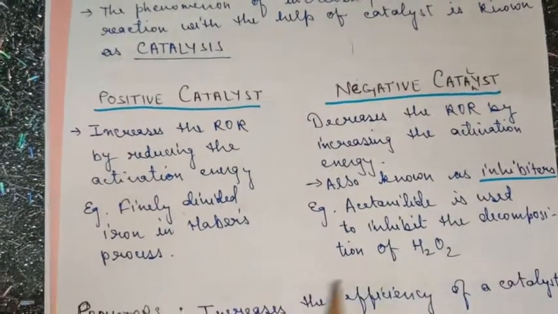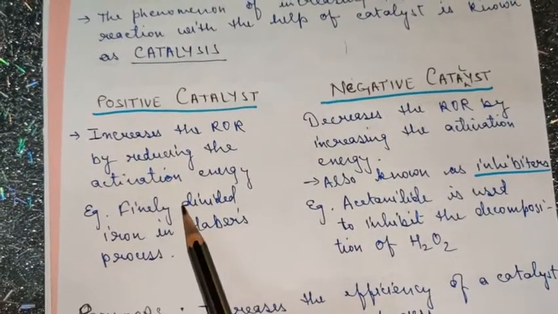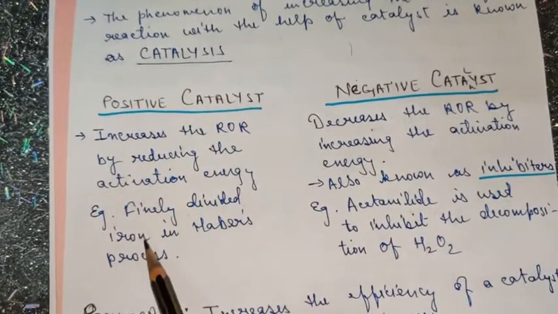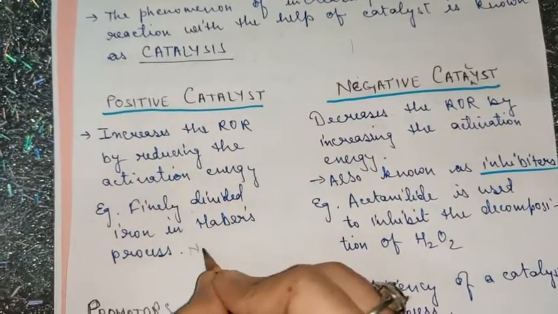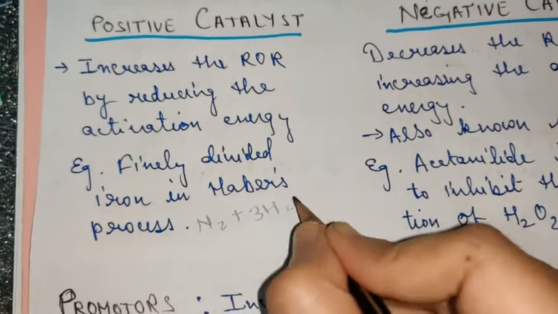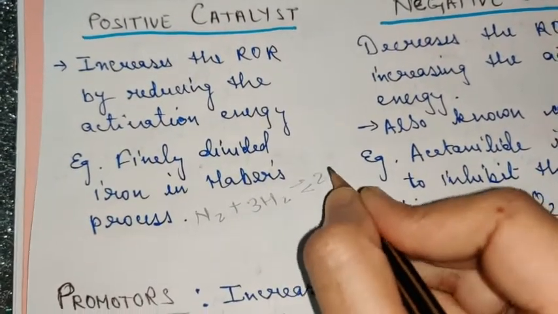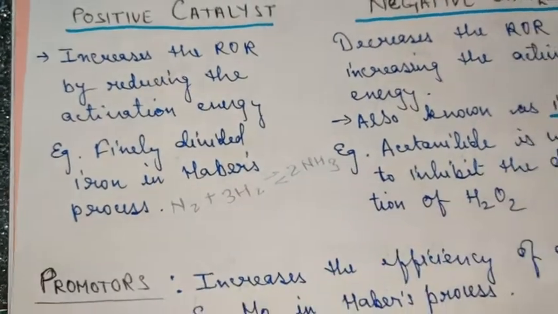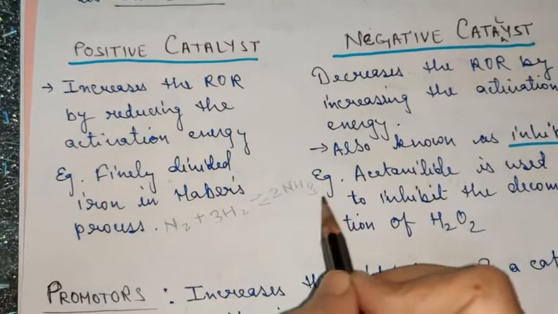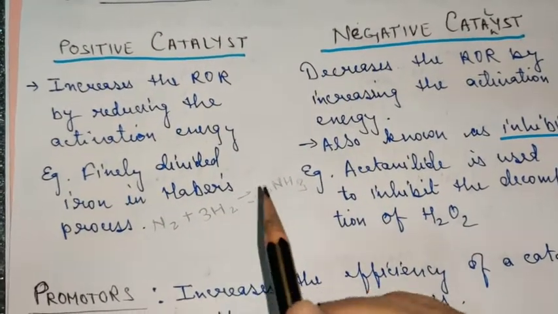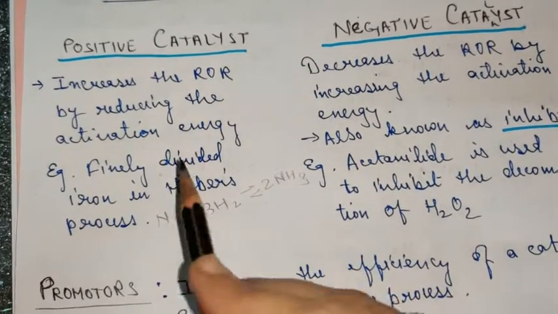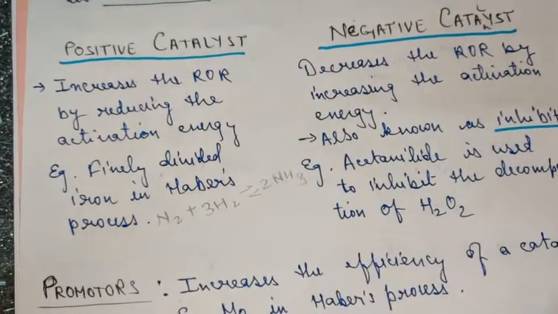Okay, for example, positive catalyst used in Haber's process is finely divided iron. If you remember this reaction, N2 plus 3H2 getting converted into 2NH3. Haber's process is very common and very simple example, as this is actually a universal example because this fits in all the categories. It is reversible, it is homogeneous, and then it involves catalyst, promoter, everything.